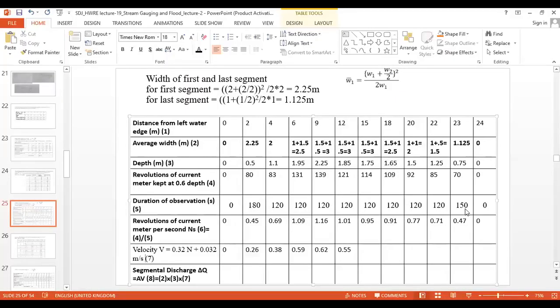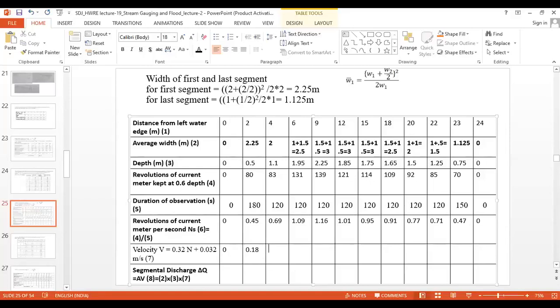So here the equation, by mistake, we have copied a different one. The correct equation is 0.32 n plus 0.032. So the velocity is now going to change over here. Those that were calculated, these will be the correct ones. So the first one is 0.32 into n as 0.45 plus 0.032. It is 0.176, is that right? Means 0.18. Is it correct now?